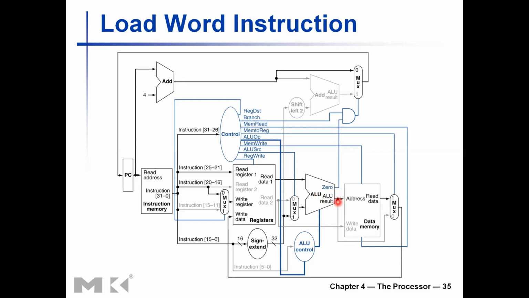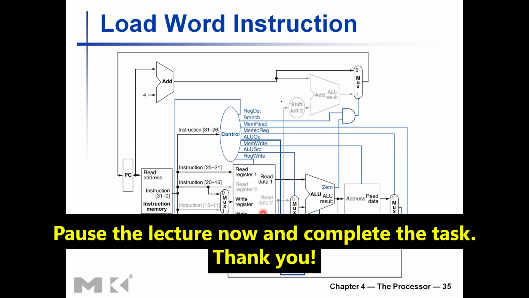take the ALU result, which is the memory address that you want to access, go to the memory with it, read from the memory, take the output, write it in the registers. That's what the load instruction does. Can you tell me the values for these signals?